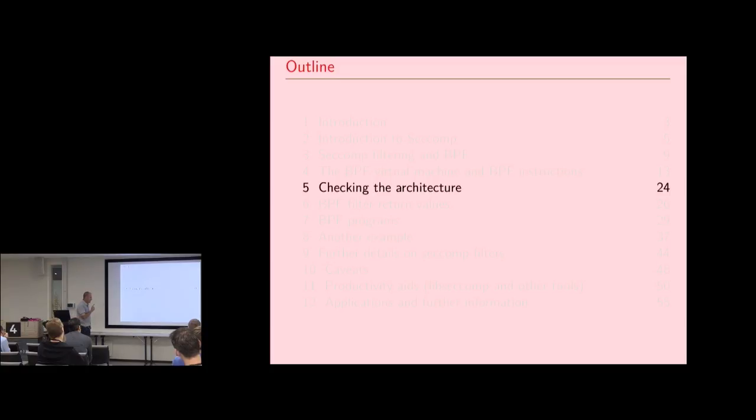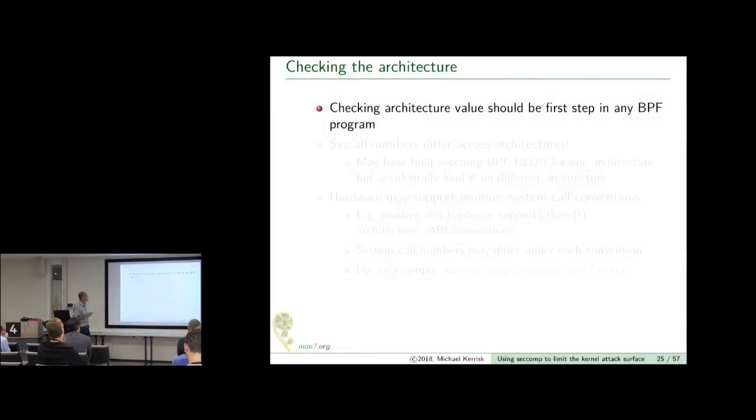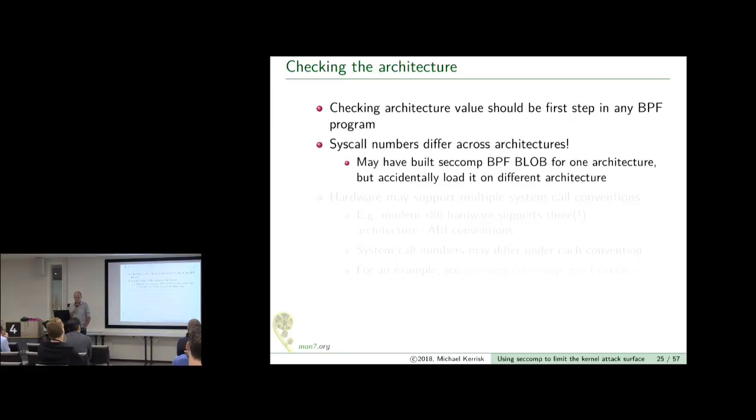Now, I talked about this architecture field that's in the seccomp data structure, and the reason that field exists there is because checking the architecture value needs to be the very first step in the execution of any BPF program. One of the reasons for that is that system call numbers are different on different architectures. The system call numbers on ARM are different from the system call numbers on x86, which are different from the system call numbers on PowerPC, and so on.